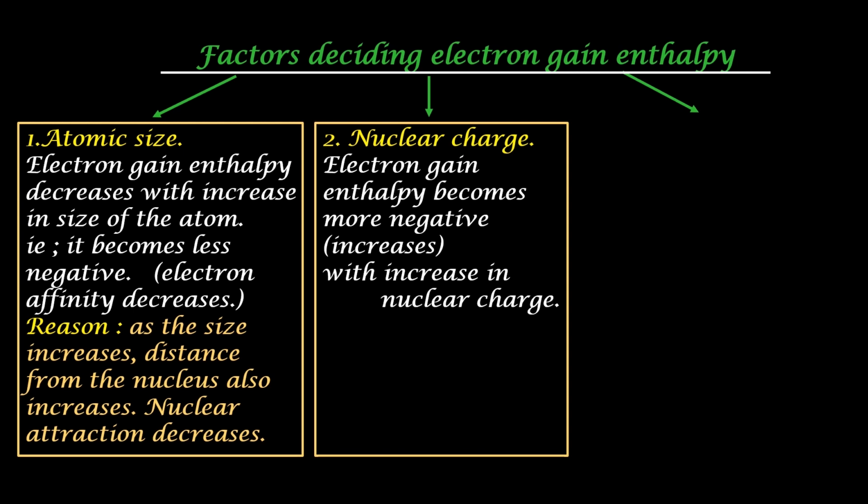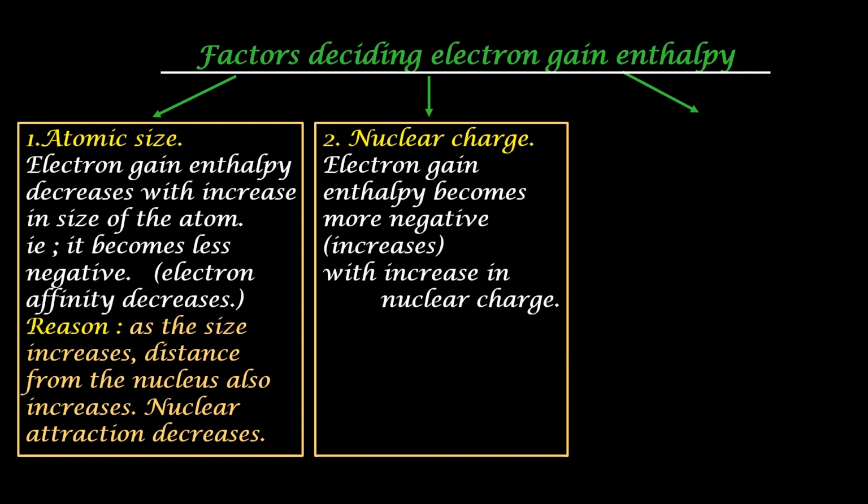But what happens down the group? Down the group, the size is increasing. So, the electron gain enthalpy tends to take a less negative value. But the nuclear charge increases down the group. So, the value tends to take a more negative value. So, they seem to contradict each other. We have also to consider the third important factor.